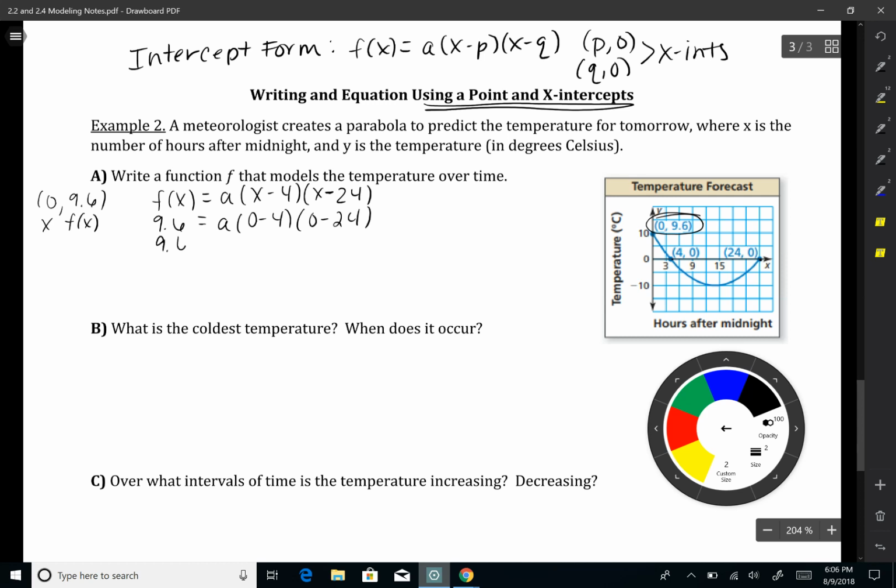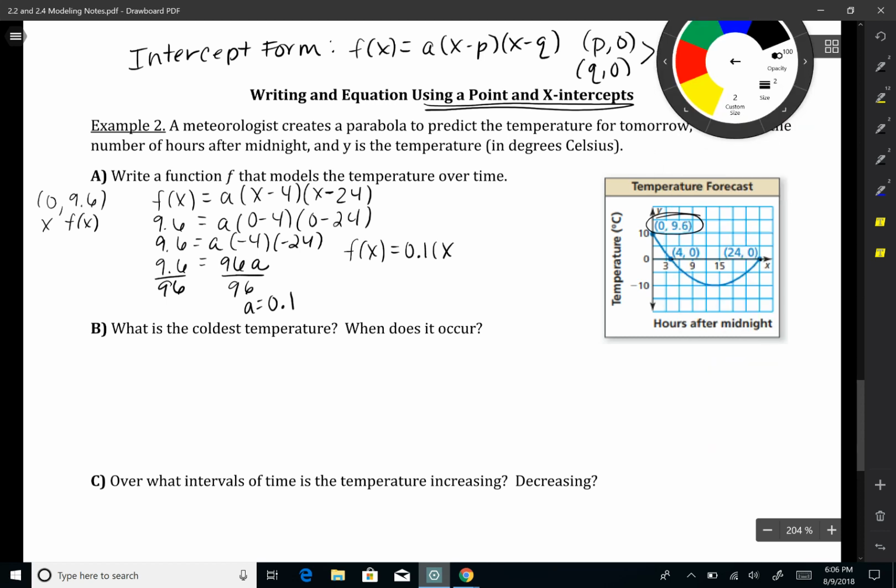When I simplify this and solve for a, I'm going to end up taking a -4 times a -24, and that gives me a positive 96, and that's still multiplied by a. So when I divide by 96, 9.6 divided by 96 gives me an a value of 0.1, or 1/10. So I'm going to write that function right here. f(x) = 0.1(x - 4)(x - 24). That is our intercept form.